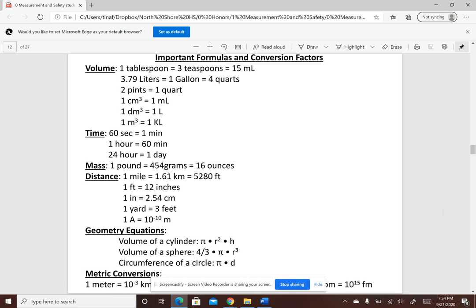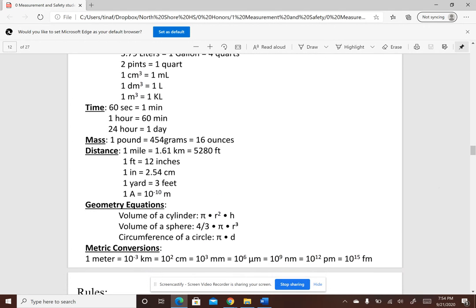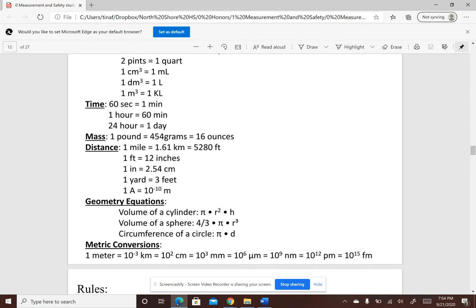Hi guys. So at this point, we've done a lot of practice with converting units, and we kind of ignored this little section of this conversion chart. So these are some equations that you do need to memorize because some of the problems that we're going to look at next are going to have shapes in them, and you're going to need to find the volumes or circumference of those shapes in order to answer the question.